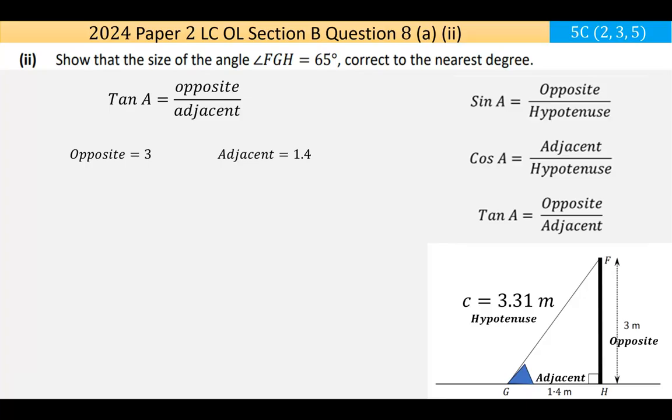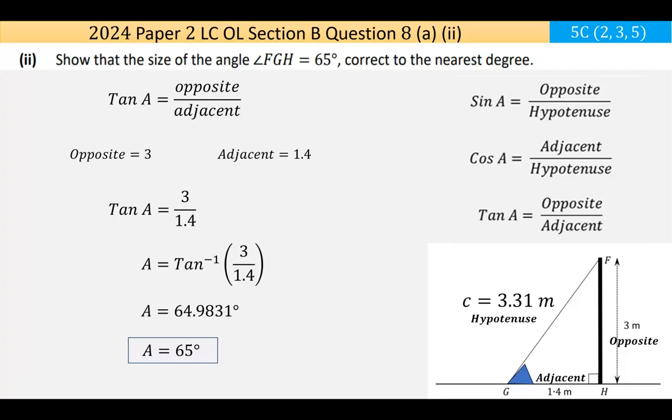Then I've written out my formula. I've written out the piece of information I have. I'm looking for the angle. I input my 3 instead of the opposite, my 1.4 instead of the adjacent. And then I want to find what the angle is. So I need to retrieve from the calculator the inverse tan of 3 over 1.4. Put that into the calculator, making sure it's set to degrees. And then I got an answer of 64.98.